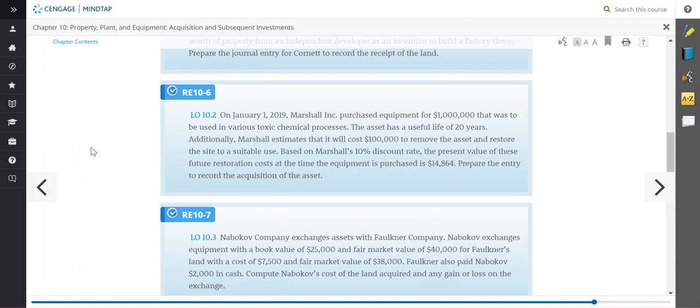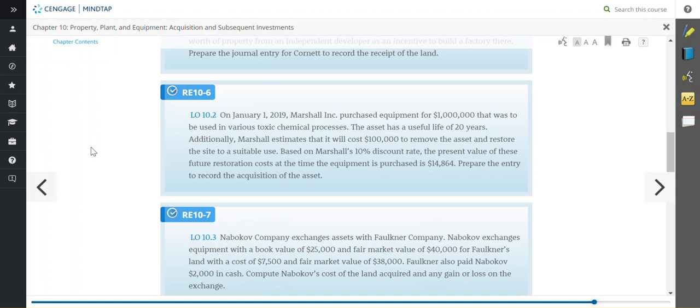In this example video, we're going to look at review exercise 10.6, and we're going to look at what happens when we have a retirement obligation for an asset that we have acquired. So it tells us that on the first, our company purchased equipment for $1 million that was used in various toxic chemical processes. And they said the asset has a useful life of 20 years.